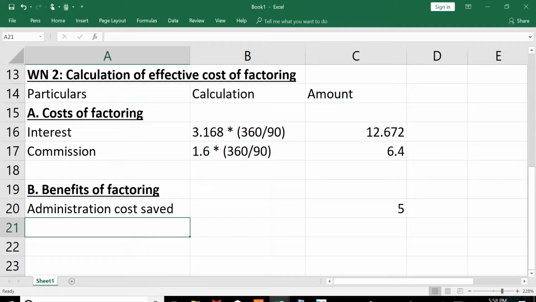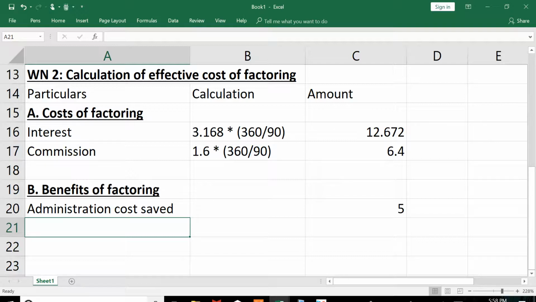Administration cost saved 5 lakhs. Now the bad debt cost saving will depend on the type of factoring. There is something called with recourse factoring and without recourse factoring. Without recourse means that even if there is a bad debt, the factor will take care of that. So if it's a without recourse factoring, the entire bad debt will be saved by us. If it's a with recourse factoring, then we may not have any savings in bad debt unless the question tries to tell you the level itself comes down.